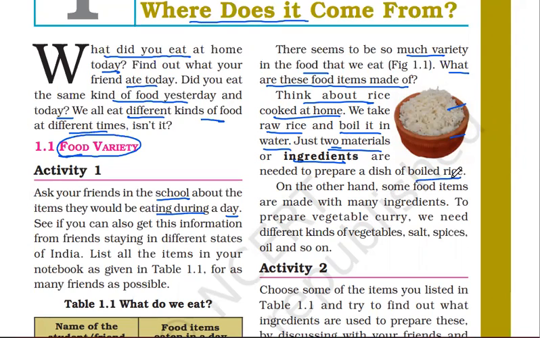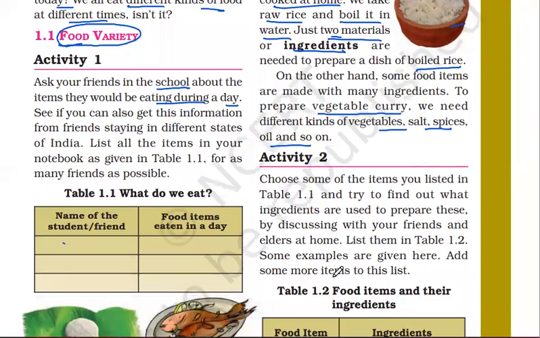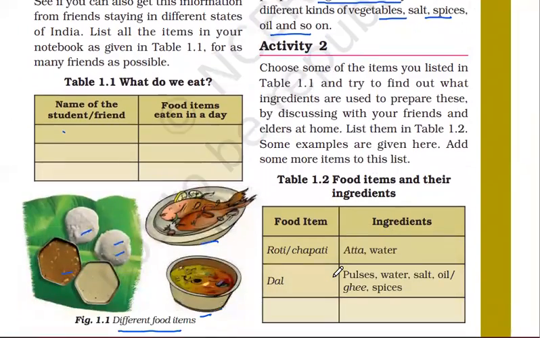To make the boiled rice, right? On the other hand, कुछ फूड आइटम्स होते हैं जिसमें बहुत सारे इंग्रेडिएंट्स की जरूरत होती है हमें. For example, if your elders in the home are cooking vegetable curry, you need different kinds of vegetables, salt, spices, oil, and so on, right? Isn't it?